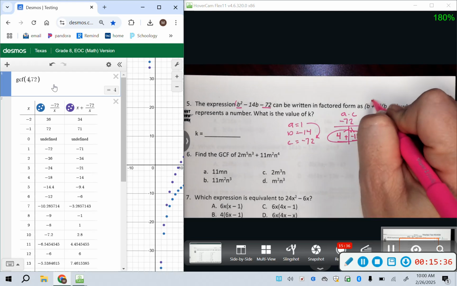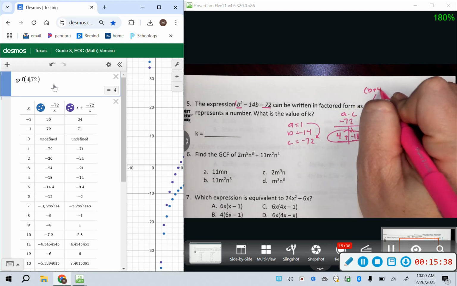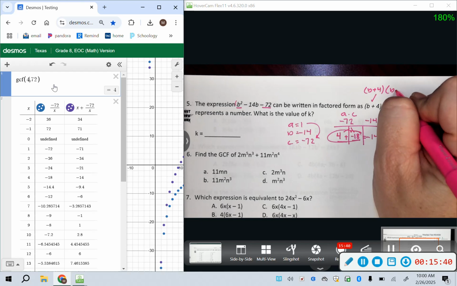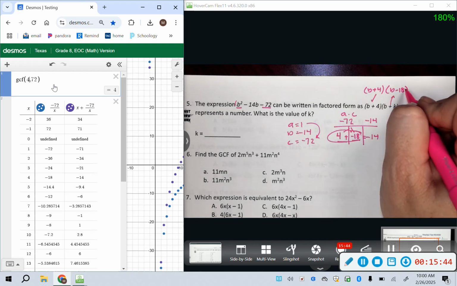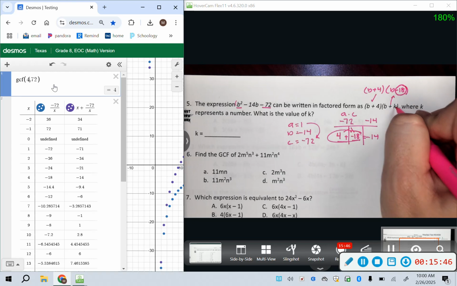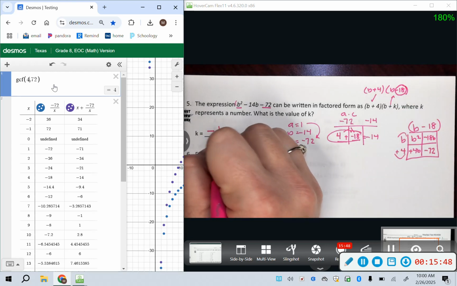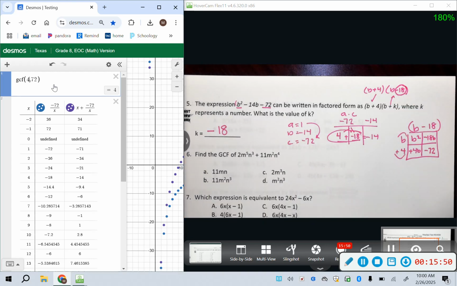Well, this has the b plus 4. And my second factor is b minus 18. Well, this says b plus, and that's fine, but whatever I have here is what's my answer, so it's negative 18. Because it says plus, I have to make sure I put that negative.